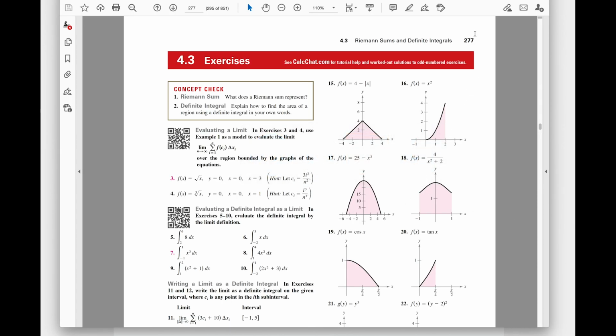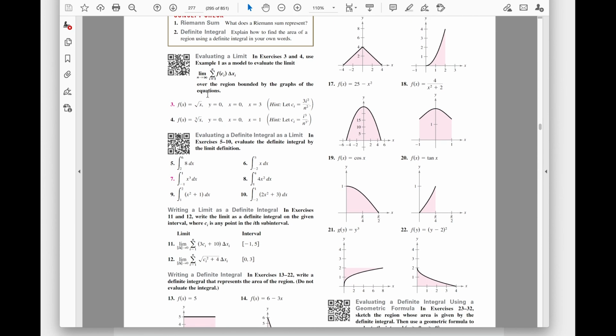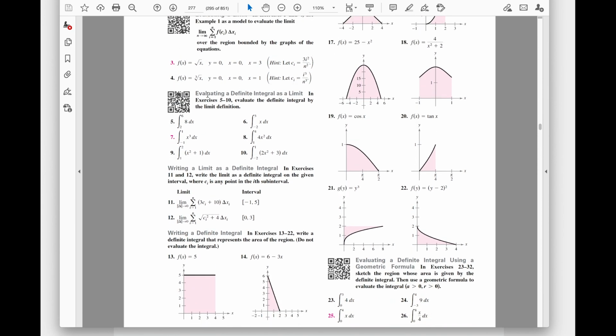All right, so this is on page 277. This is section 4.3, and let's do problems from the following, 13 through 22. Let's do a couple of them. So the question is to write a definite integral that represents the area of the region, and we do not need to evaluate the integral. Let's do 14. So we have that this function, this black line, is 6 minus 3x, and the region we're talking about is this triangle.